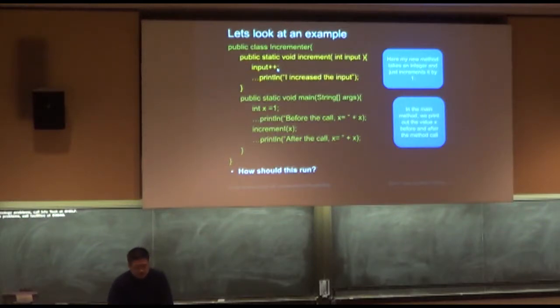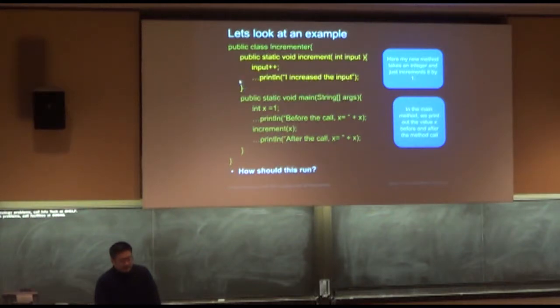And the answer is yes, that it would. So if I were to put this up in here and change x to input, then it would print out after the call x equals 2. And that's because inside the increment scope, the scope in here, input is a real value and has really incremented by 1. And everything is incremented by 1 inside the increment scope.